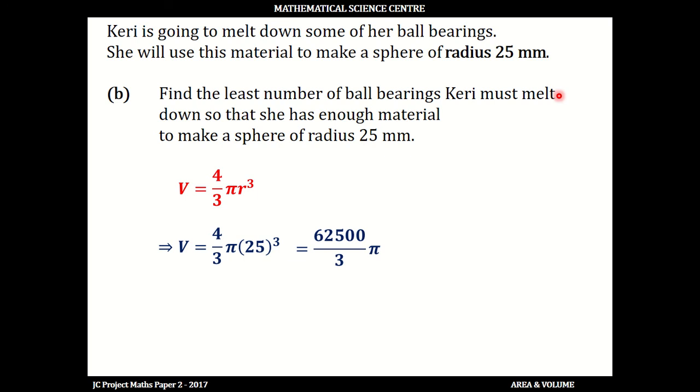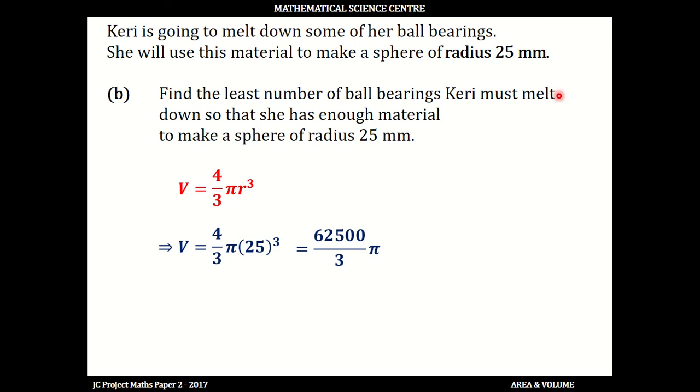Now, that's the volume of the larger sphere. We want to know how many of the smaller ball bearings we need. How would you work out the number of ball bearings you're going to need? What do you do to the answers? Minus them would just give you the difference. Divide. You're going to divide this bigger number by the smaller number.